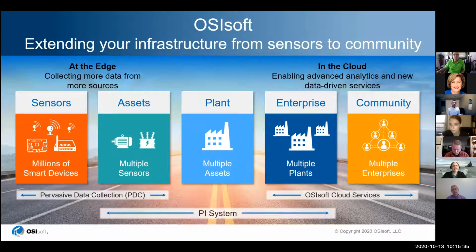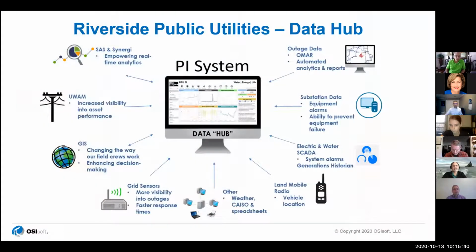So I think with that, I'll show a couple of examples in terms of what our customers are doing. The first one is Riverside Public Utilities, and in Riverside, California, they manage water, wastewater, and power for about 320,000 people. And right off the bat, you can see here, they've got the PI system as their data hub, and they're bringing in and managing data from 30 different systems. They show about a dozen of those here, anywhere from outage management to their water SCADA systems to looking at weather patterns and weather data, right?